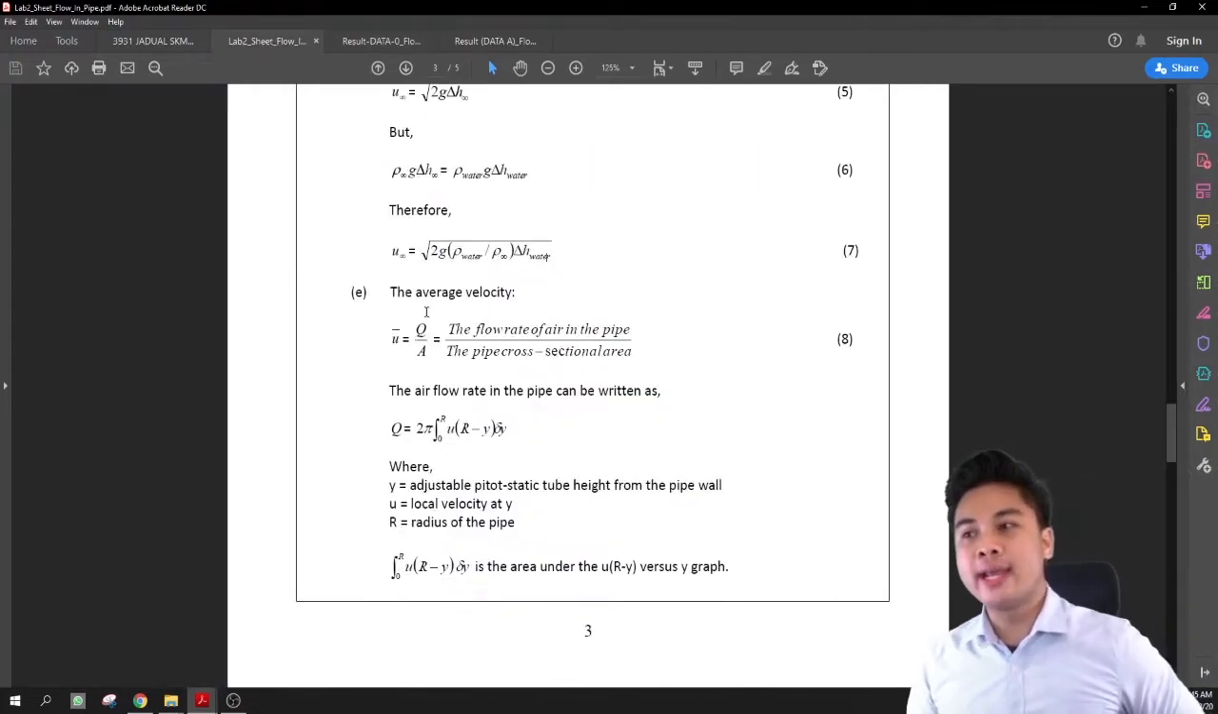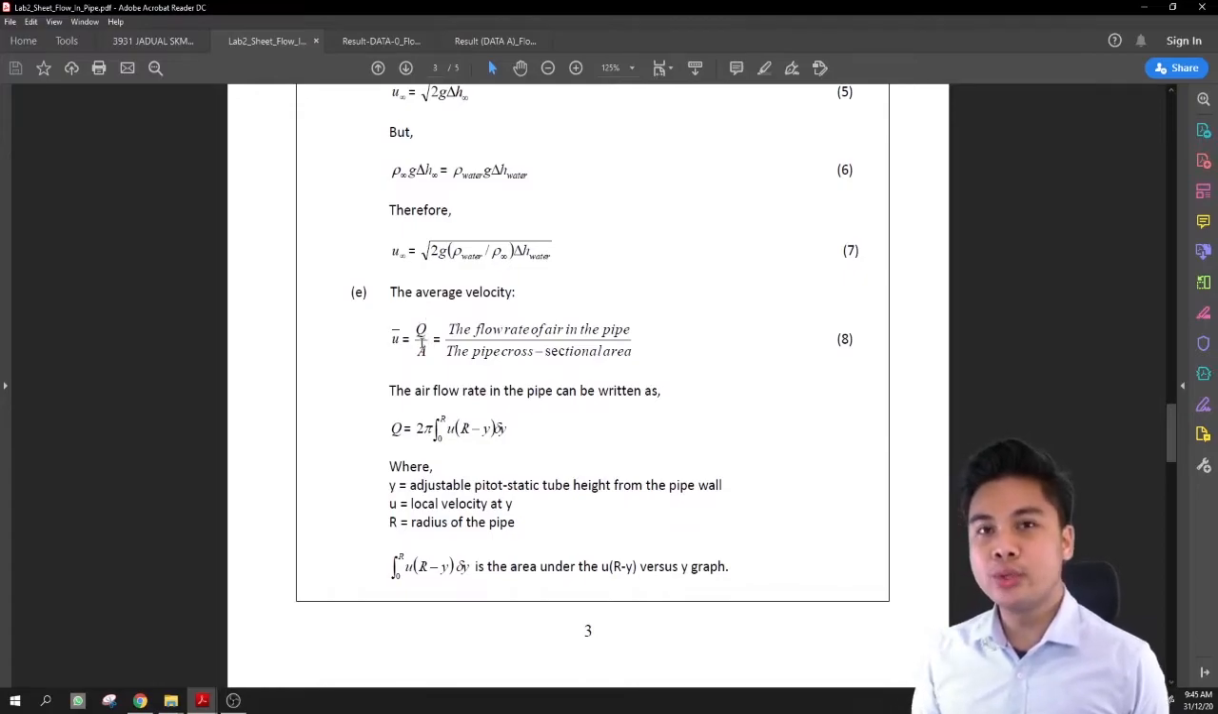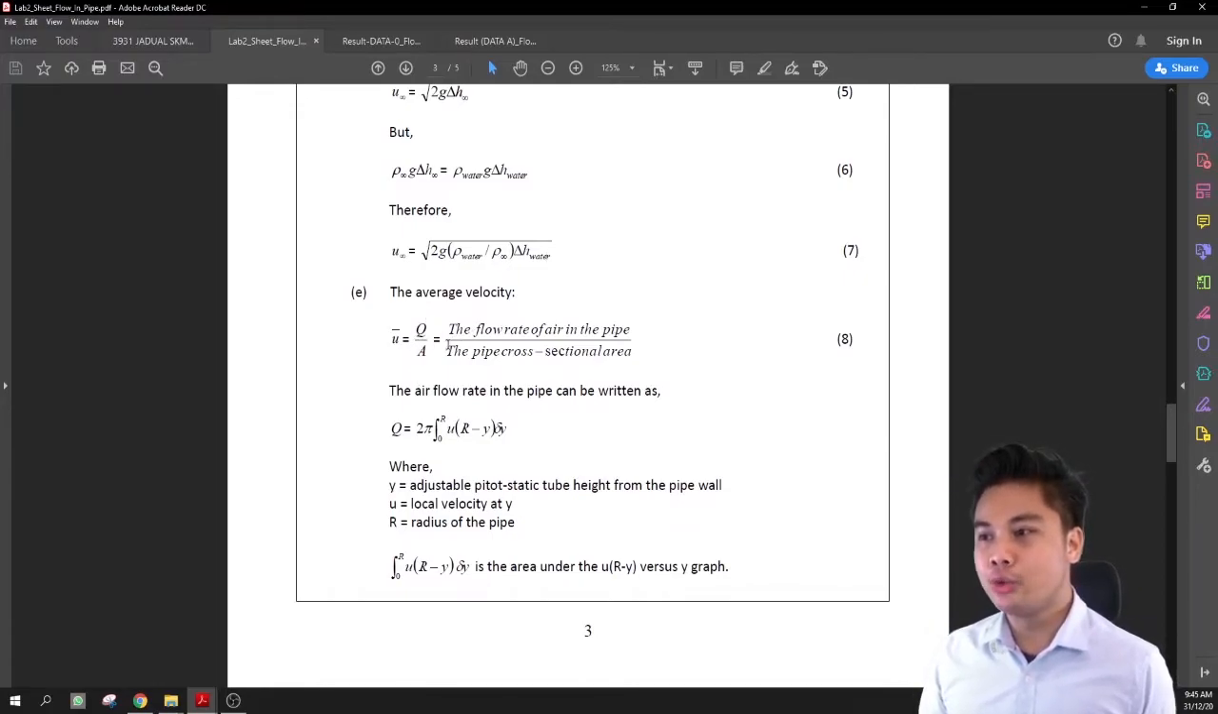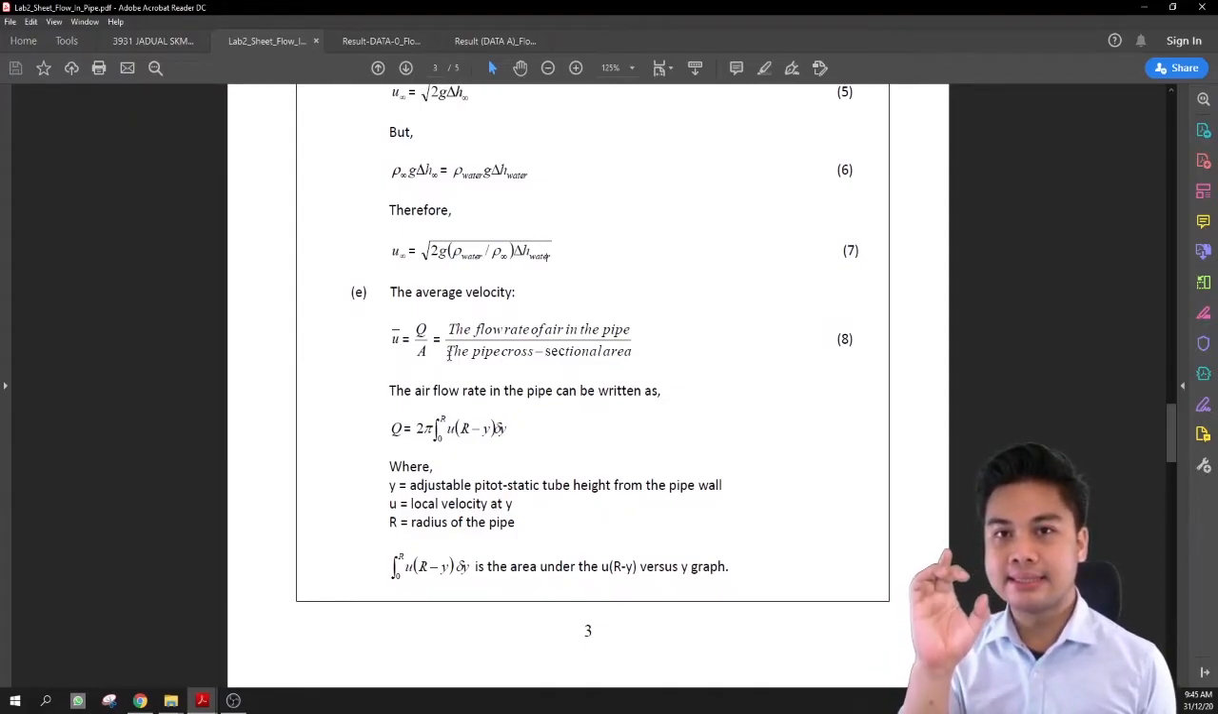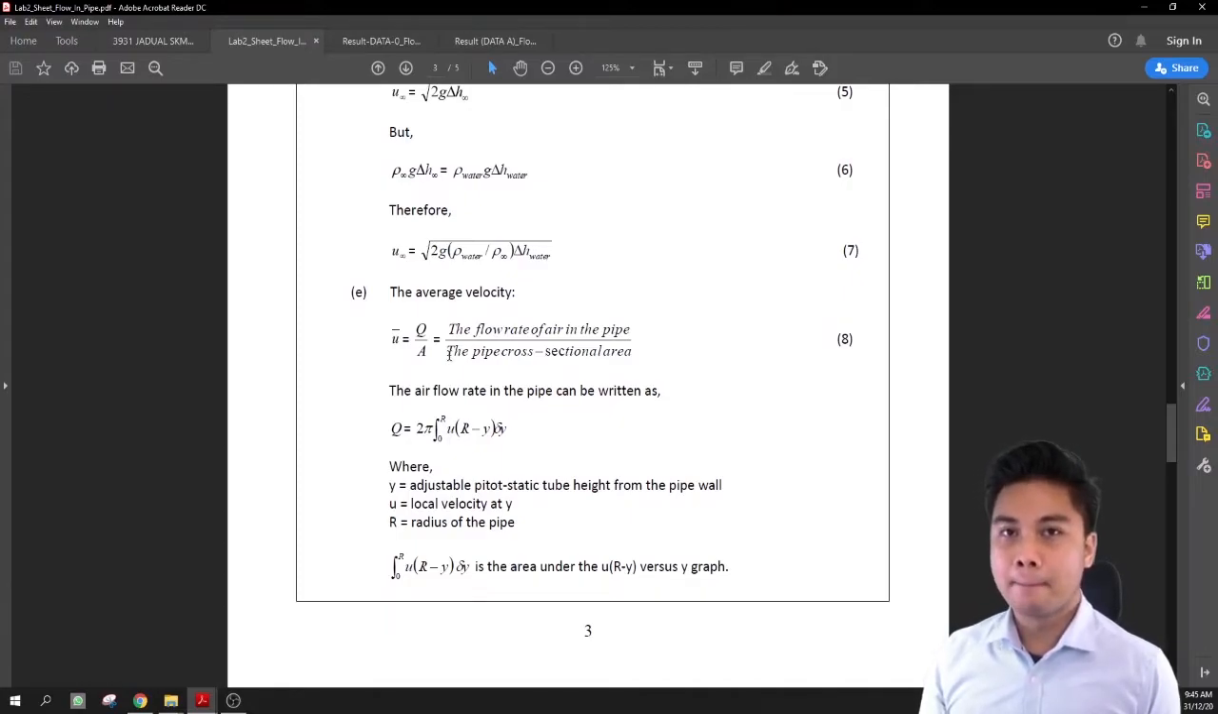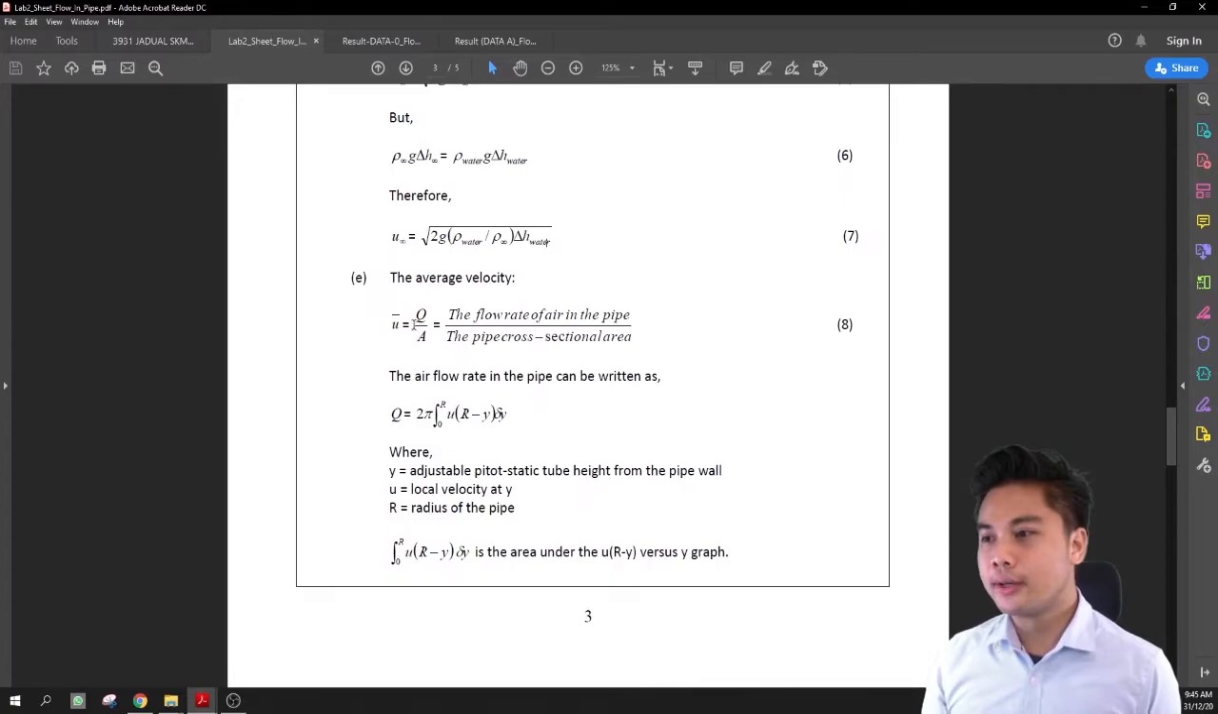Next you need to find the average velocity. In order to get the average velocity, you need to find the flow rate of air in the pipe, which is Q, over the pipe cross-sectional area. Since the pipe has a circular cross-sectional area, you are going to use the circle formula, which is pi r squared or pi d squared over 4. So the area you will definitely find easier.